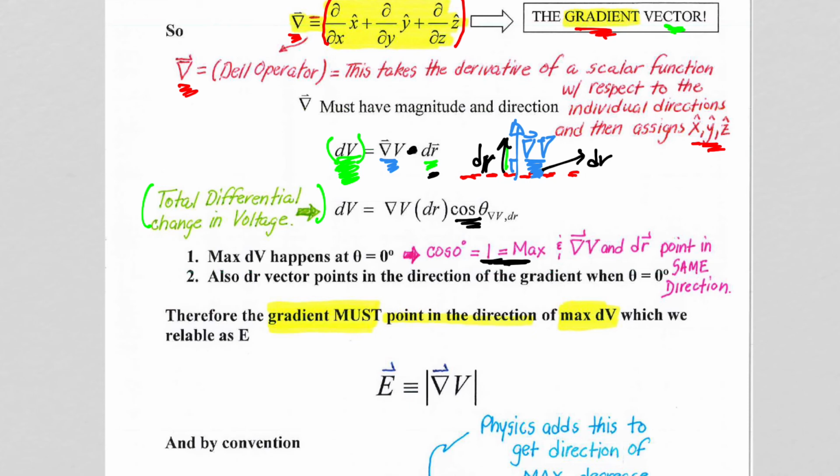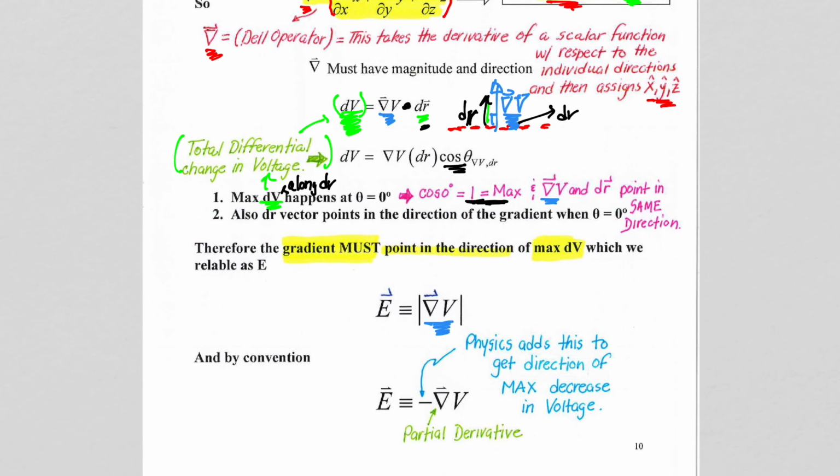So the max dV, and I should put here along dr, happens at theta equals 0. So that means that max dV, that's our green one, right? So that max dV is that. That's what locks in our gradient of the voltage and the dr pointing in the same direction, and the fact that the gradient, so this is our gradient of the voltage, must point in the max dV, and here we have it. The physicists just take that gradient and invent the electric field vector.